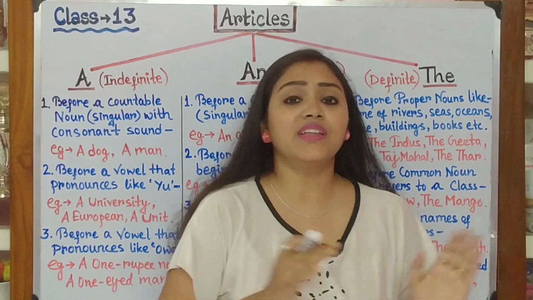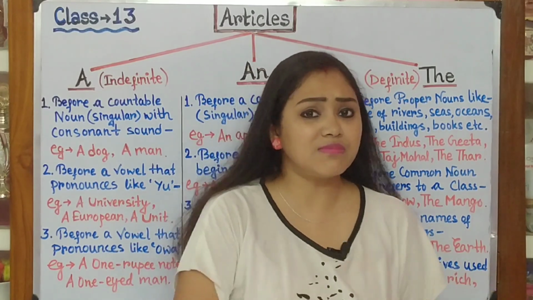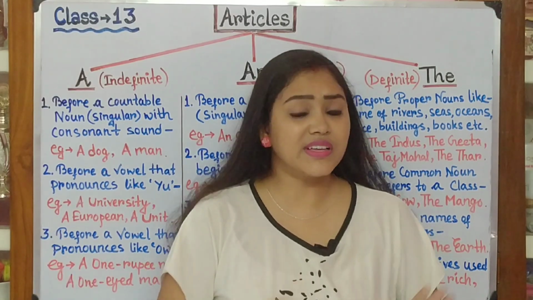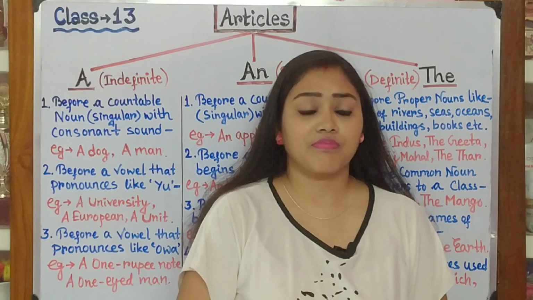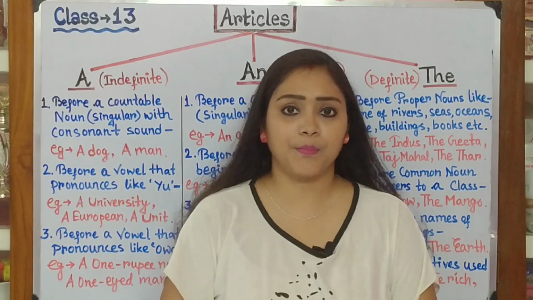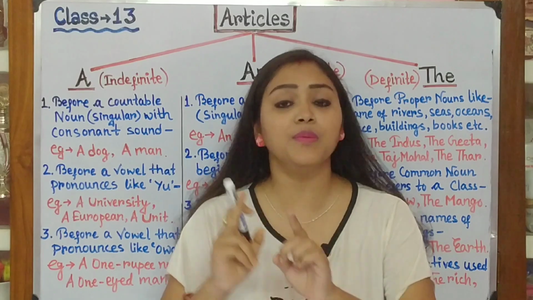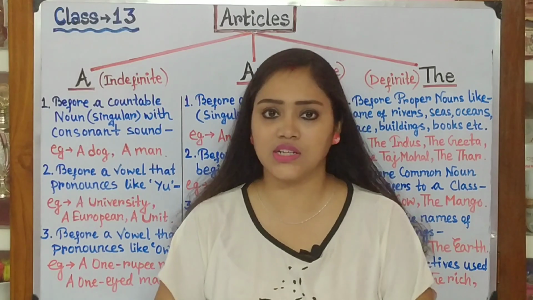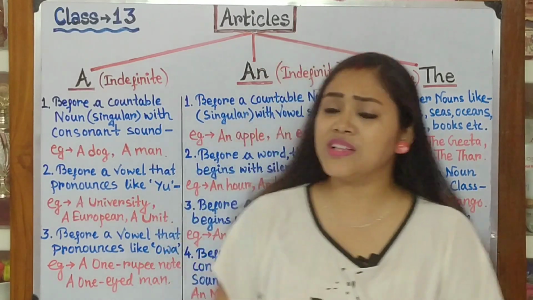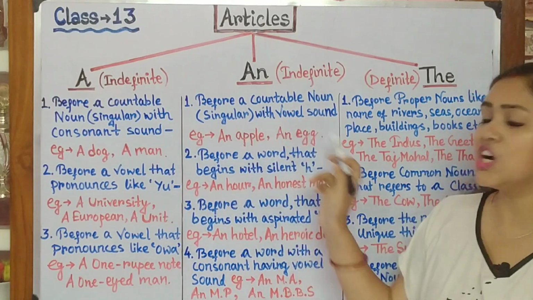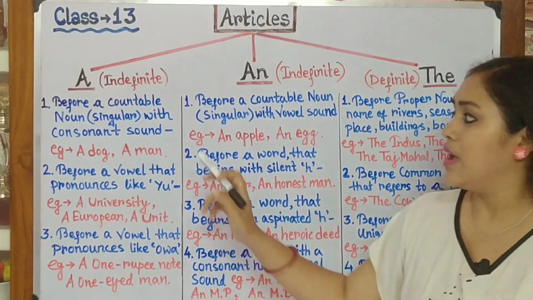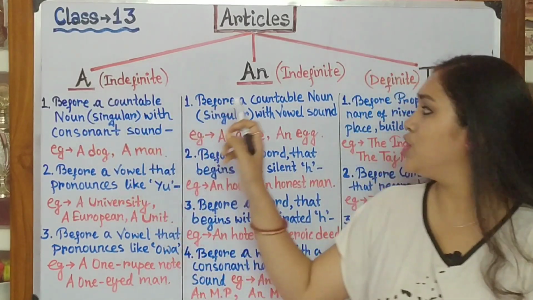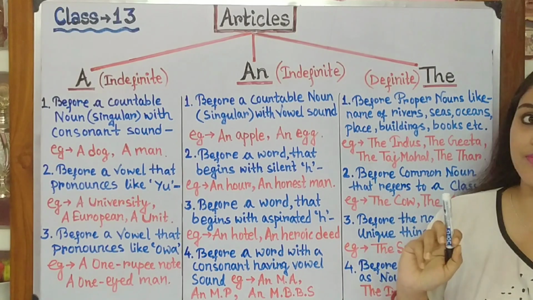Whereas the is a definite article. Definite articles are used to point out something particularly, maybe a person, maybe a thing or something else. For example, if I say, this is the pen, here I am talking about one particular pen, right? So here the pen, the is a definite article. Clear? Now as you can see on the board, I have made a chart so that you get it easily: where to use a, where to use an and where to use the.